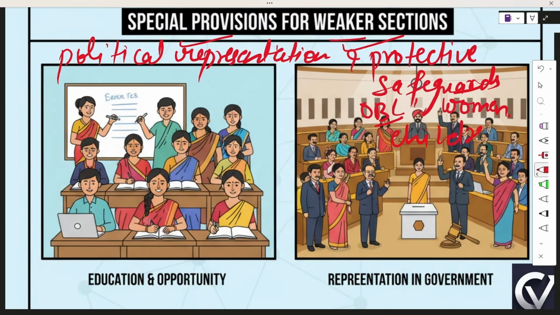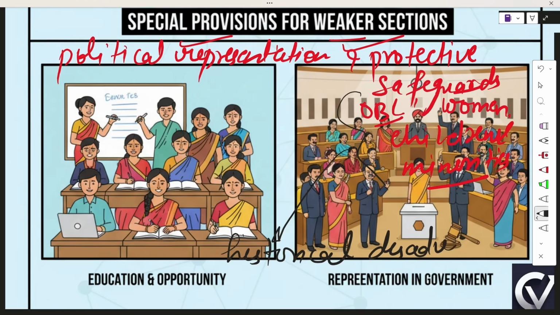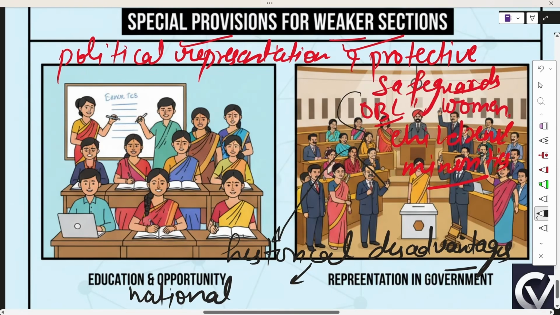children, and minorities. These measures aim to remove historical disadvantages and bring sections of the society into the national mainstream.